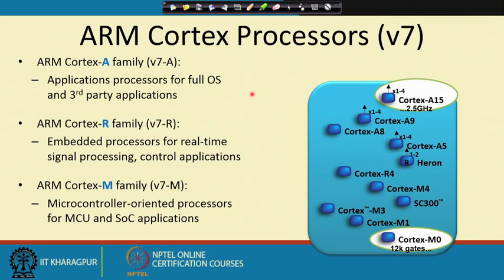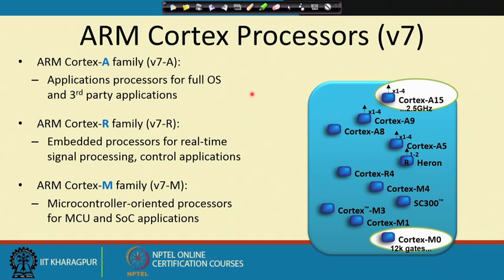Then for embedded processors and real time applications, signal processing and control applications, we have the Cortex R series of processors. And for microcontroller oriented applications and processors, we have the Cortex M series. This is for microcontroller and system on chip type of applications.